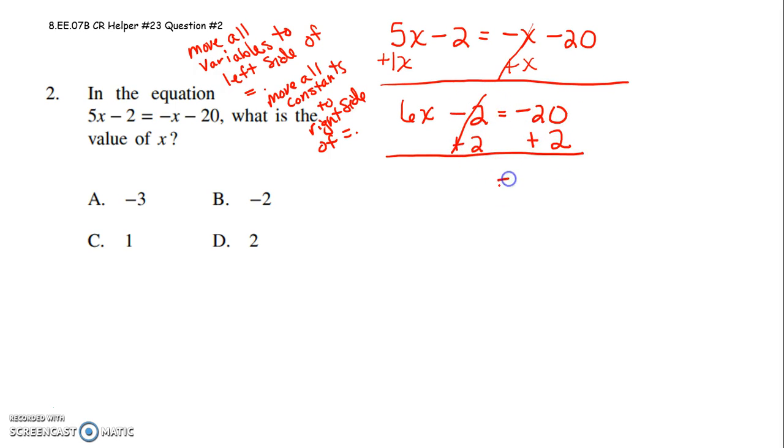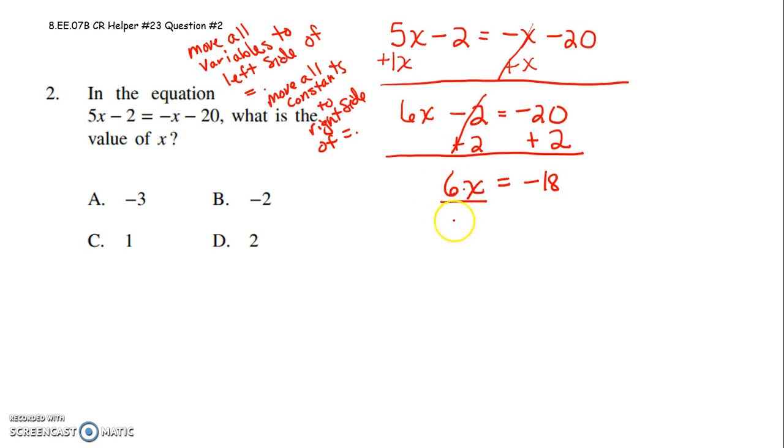Negative 2 plus 2 zeroes out. Negative 20 plus 2 is a negative 18. Use your calculators for support if you need. And on the left-hand side of that equal sign, you still have a 6x. You then say to yourself, what's the operation between the 6 and the x? Well, that's multiplication. How do I undo multiplication? I undo multiplication with division.